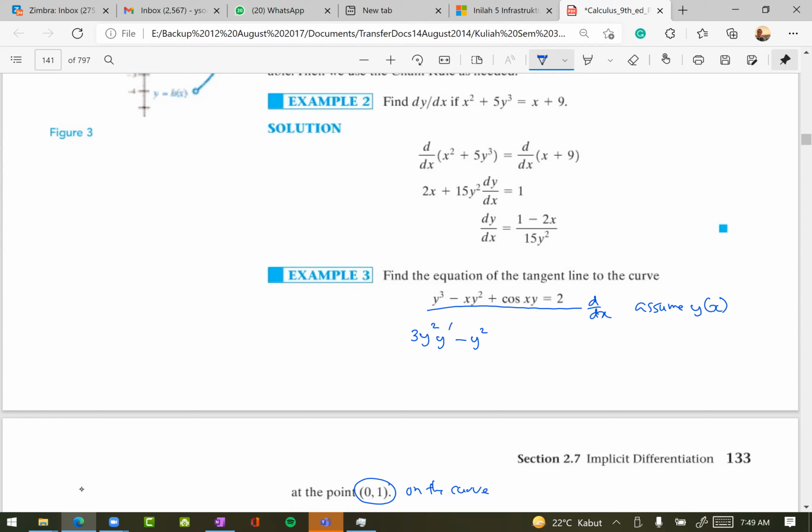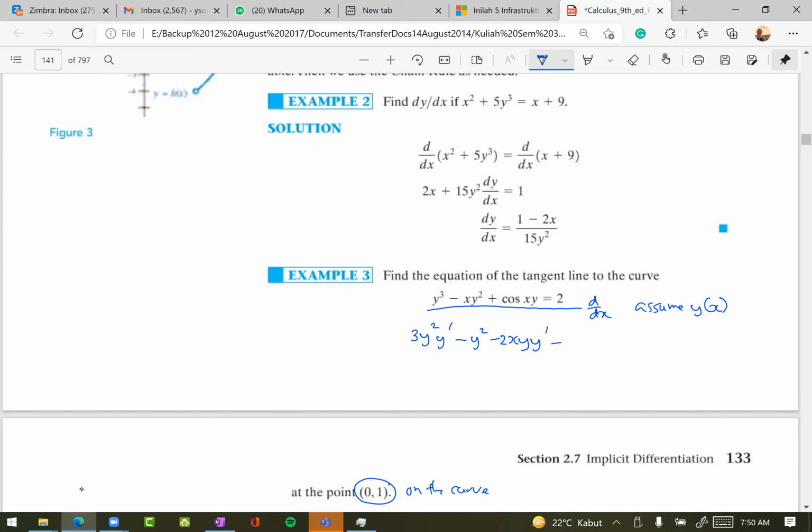You have another term, x times the derivative of y squared. But remember, y is a function. So you get x times 2y, but you also have y prime.